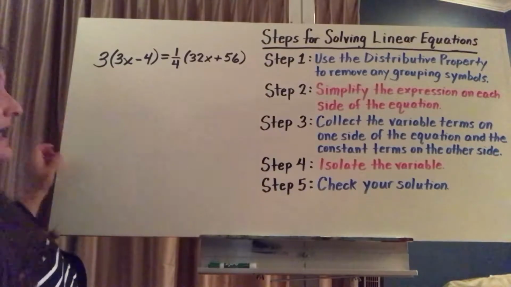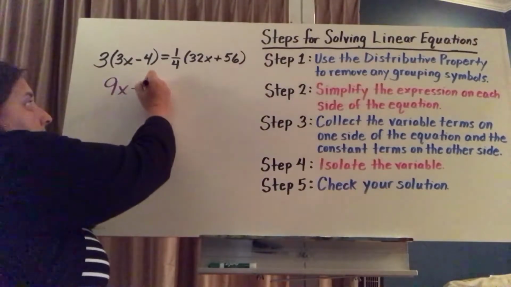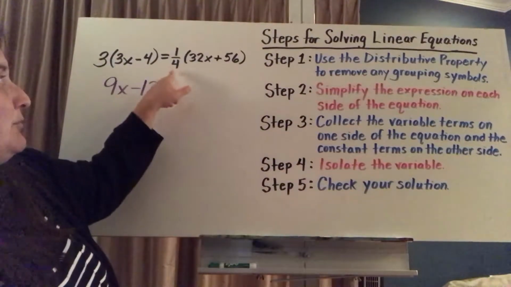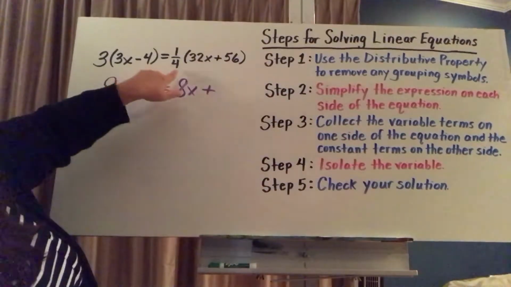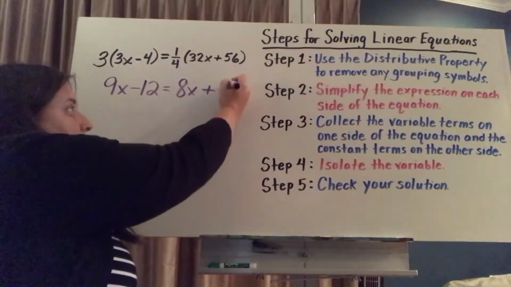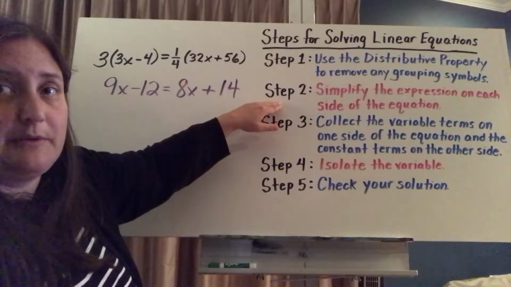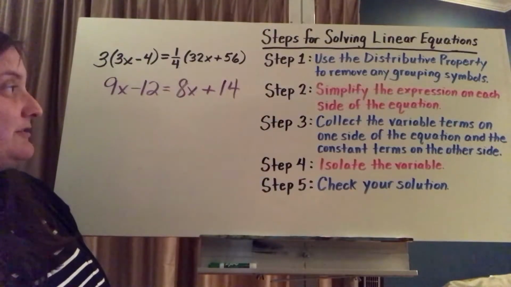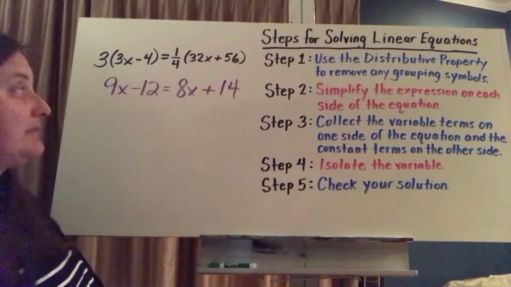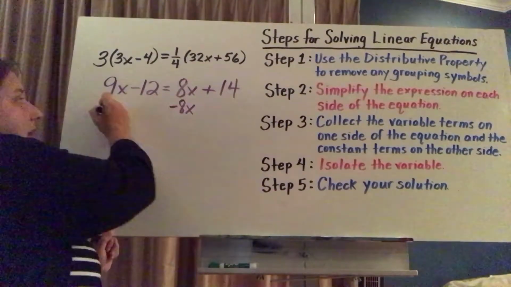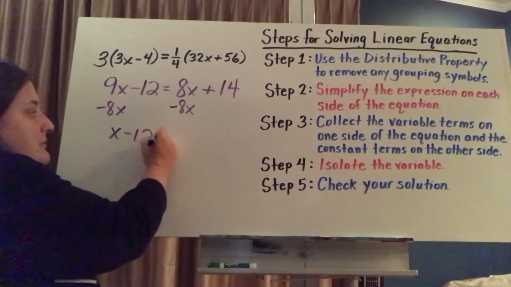So 3 times 3x gives me 9x minus 3 times 4 is 12. On the right side, 1/4 times 32x gives me 8x plus 1/4 times 56 gives me 14. Now, if I could simplify this expression by combining like terms, I would do that now. I don't see any like terms that I can combine on either side. So now I'm going to get the variable terms on one side of the equation. I'm going to get rid of this 8x by subtracting 8x. But whatever I do to one side, I have to do to the other side. So I'm also going to subtract 8x here. And I am now left with x minus 12 equals 14.